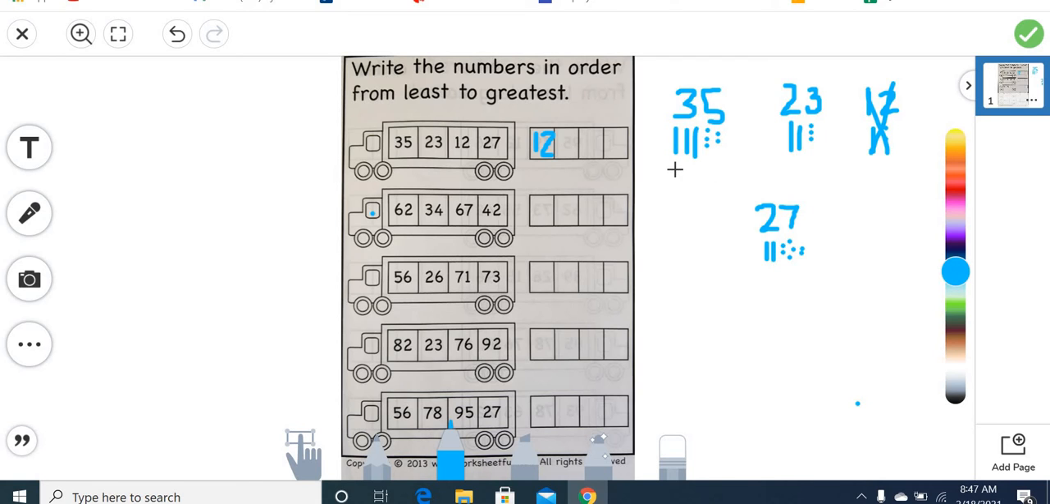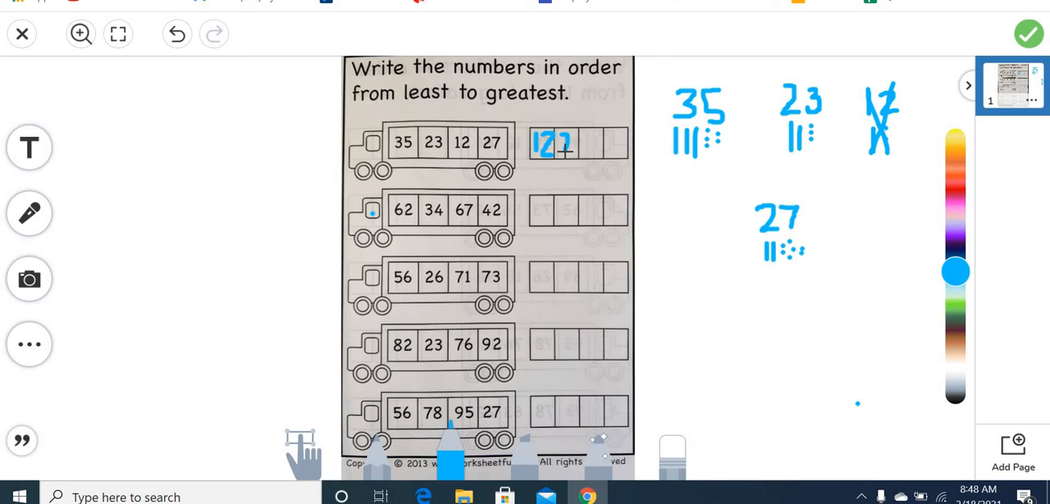Well, I know that 35 has 3 rods, and that is bigger than my 2 rods for 23 and my 2 rods for 27. So now I need to decide what comes next, 23 or 27. Well, they both have 2 groups of 10, so I need to go over to my ones place to decide which one is bigger. In my ones place for 23, I have 3 dots, or 3 ones. And in my ones place for 27, I have 7 dots, or 7 ones. And I can see, looking at my dots, that 7 is bigger than 3. So my next number is going to be 23.